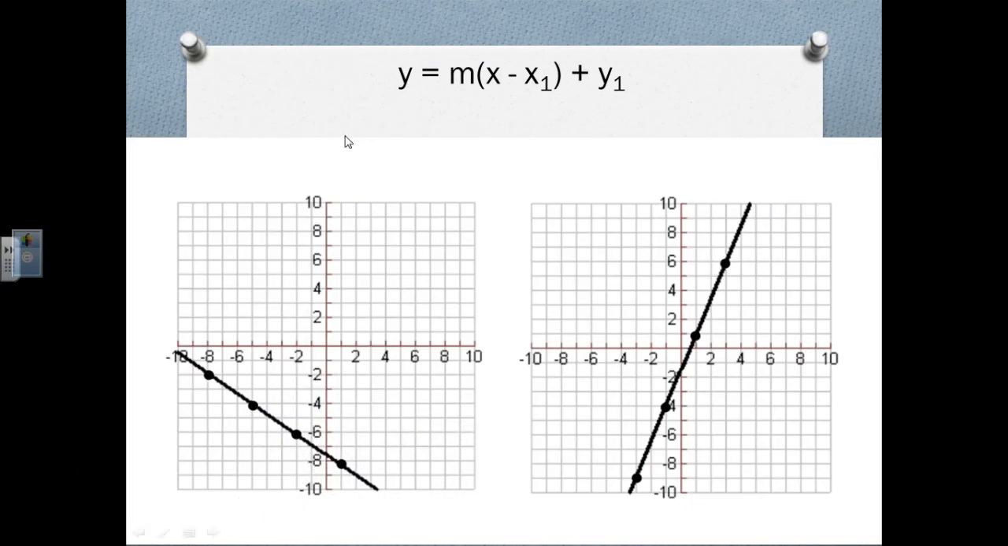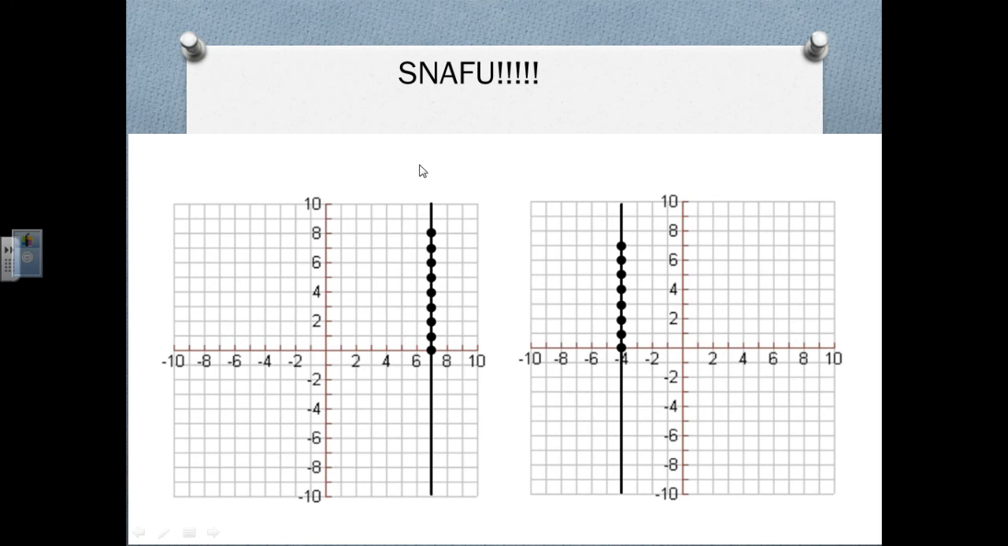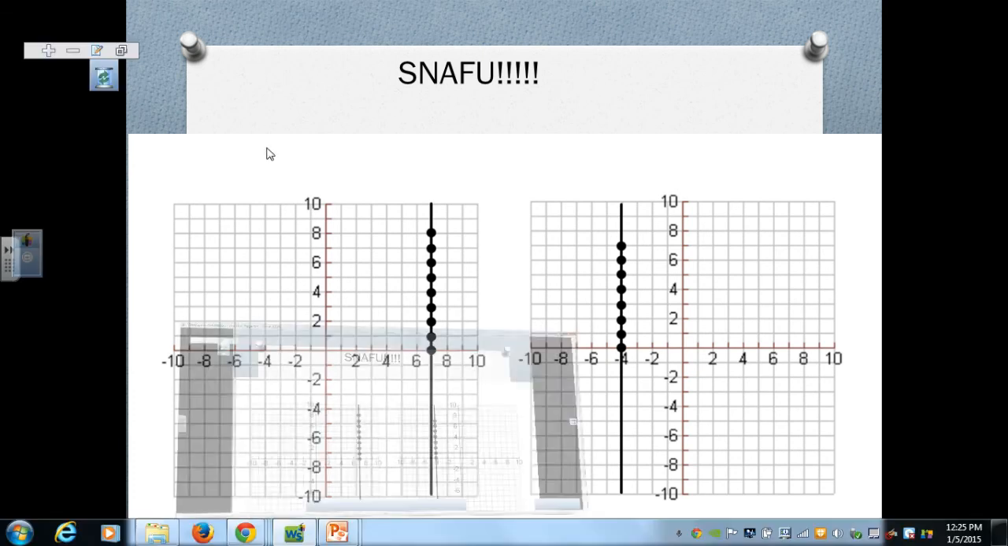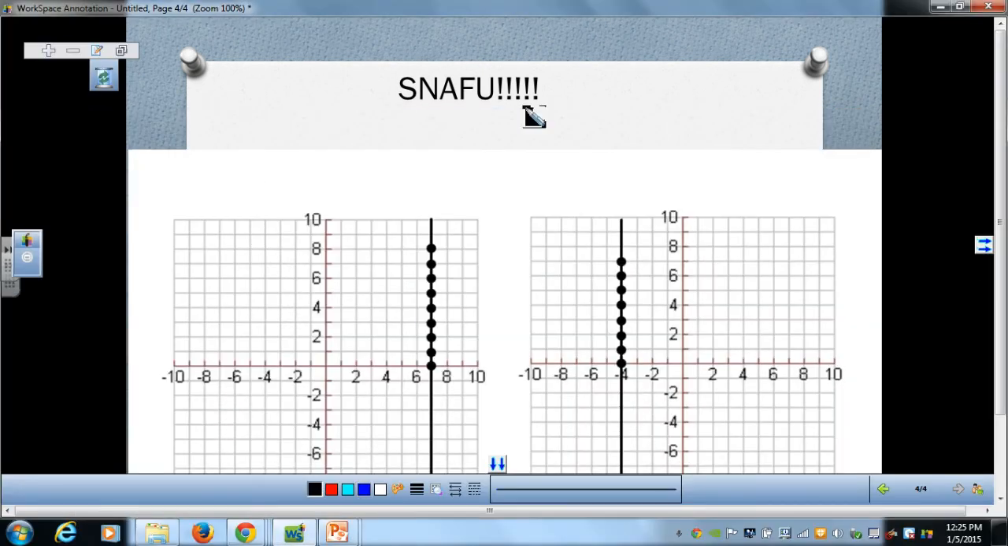Okay, now let's take a look at this. So here's our snafu. Something's not a function, understand? So now we need to use our special equation, which for a vertical line is just x equals a. So notice every point on this line has an x coordinate of 7. Therefore, the equation is just x equals 7.